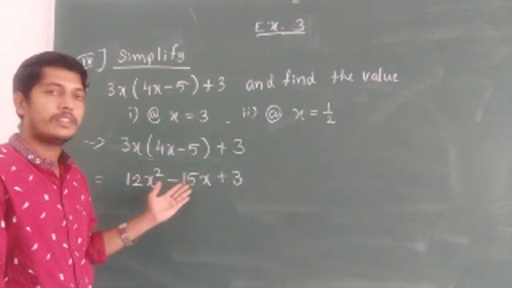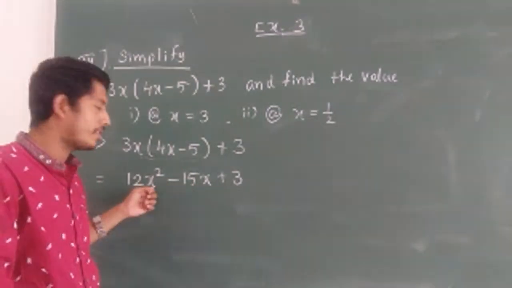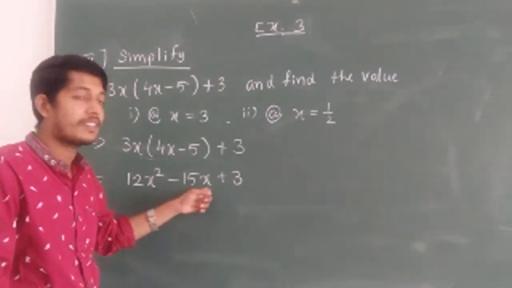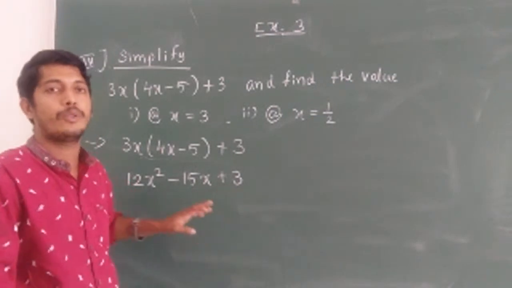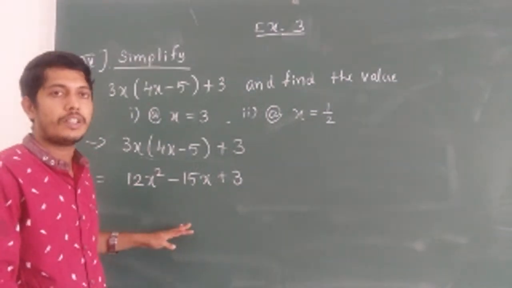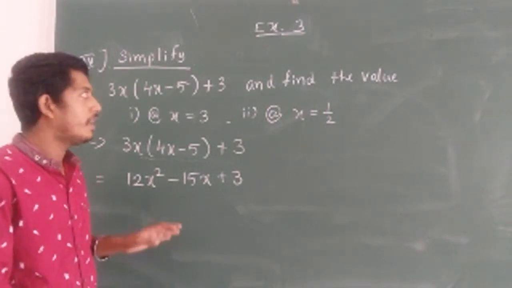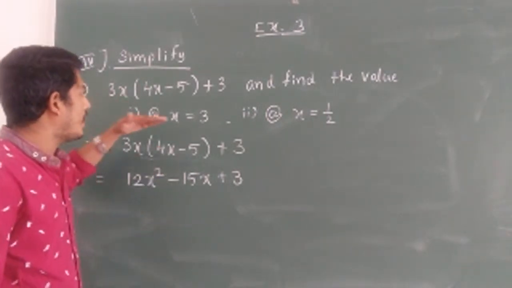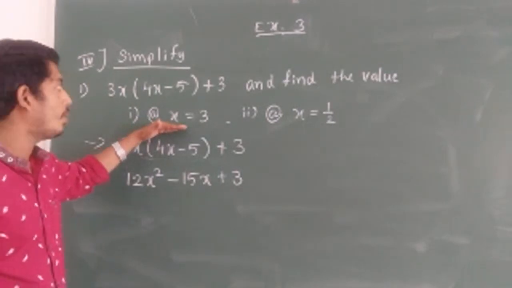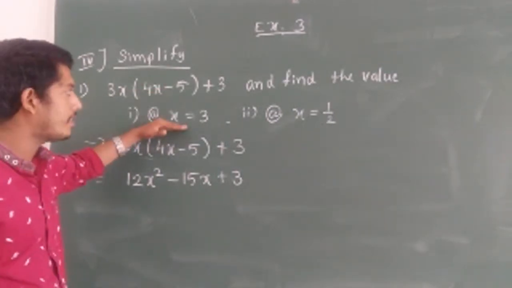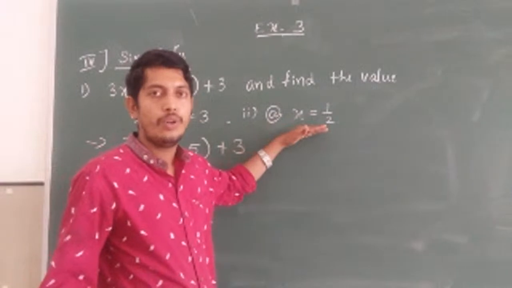But here the variable in the first term is x square, in the second term it is x, in the third term it is not present. So therefore we have to consider these three terms as unlike terms. So therefore we can't add or subtract. Now we have to find out the value of this expression at x equals 3 and at x equals 1 by 2.